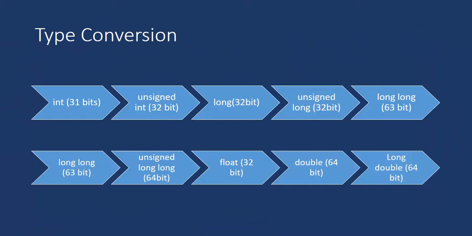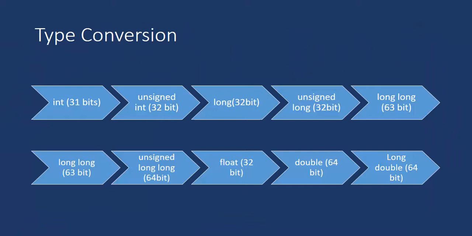So here C automatically supports these conversions listed here: int, which is 32 bit, to unsigned int, which is 32 bit, to long, which is 32 bit again, to unsigned long, which is 32 bit, to long, which is 64 bit, again long to unsigned long, which is 64 bits. Up to this, there is no question of changing a value. Now if you are converting from unsigned long to float, that is also done automatically. Float to double, because double is 64 bit, no issue. And double to long double is also fine, it is capable of storing double, so there will be no loss of data.